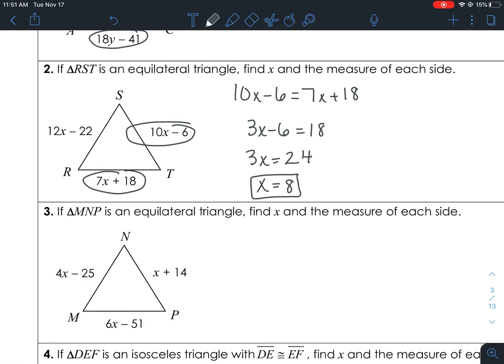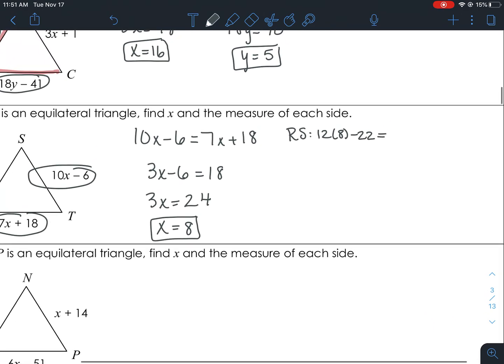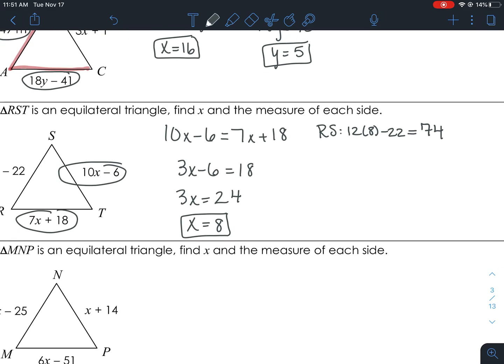Now I'm going to plug that in and see what I get. So for RS, when I plug that in, I'm going to get 12 times 8 minus 22. 12 times 8 minus 22 is going to get me to 74. Now again, we know all of these are the same length, so if RS is 74, then ST should also equal 74, and RT should also equal 74. You can plug those in just to double check to make sure that your x is correct, but they should all come out to be 74.